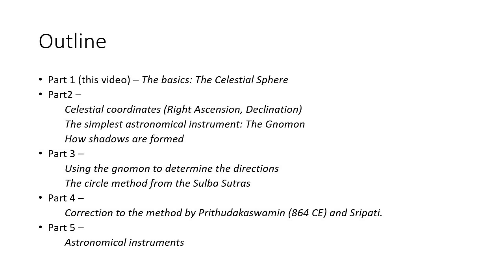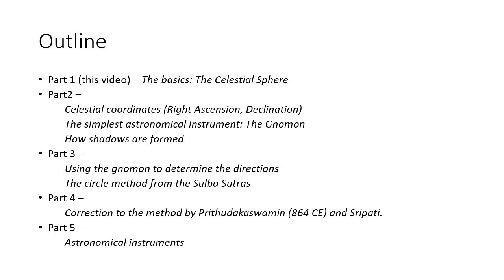I will also discuss the related notion of how shadows are formed, because the gnomon essentially works on the principle of the shadow cast by the sun. In Part 3, I will discuss how the gnomon is used to determine the directions north, south, east, west. There is a method in the Sulba Sutras, yes, the same Sulba Sutras which discusses the so-called Pythagoras theorem, for determining these directions using the gnomon. This is known as the circle method.